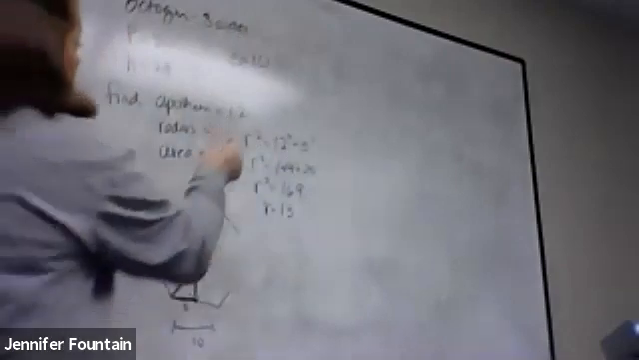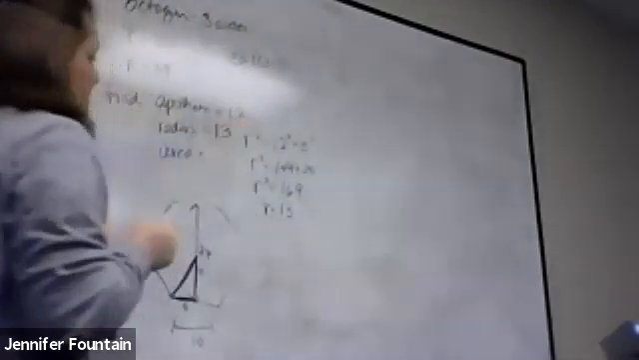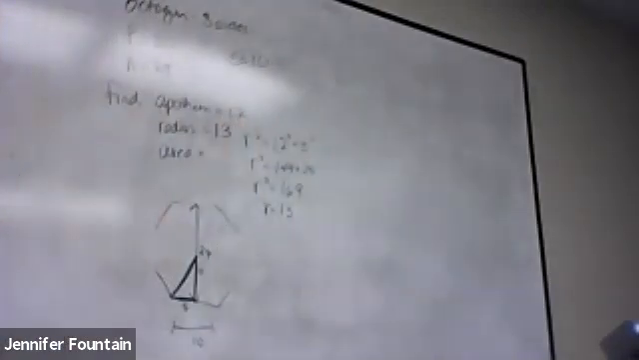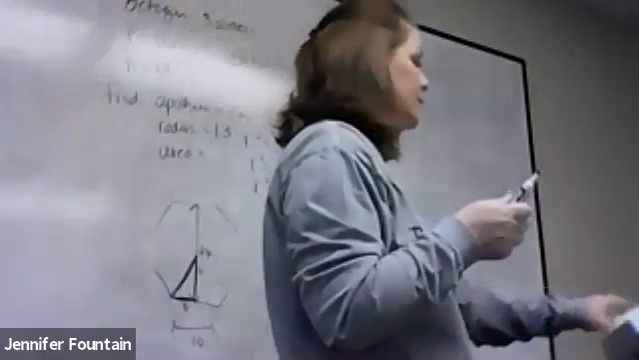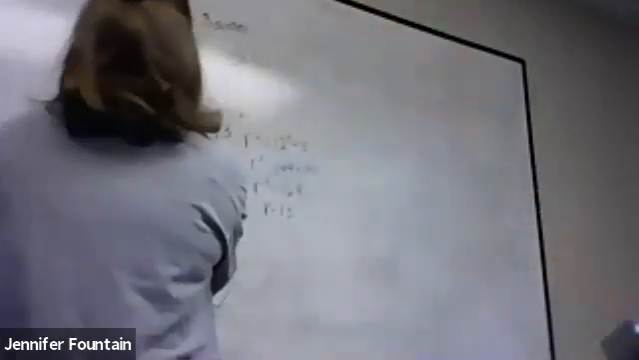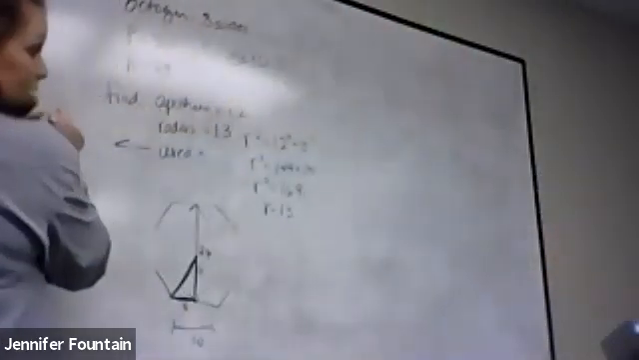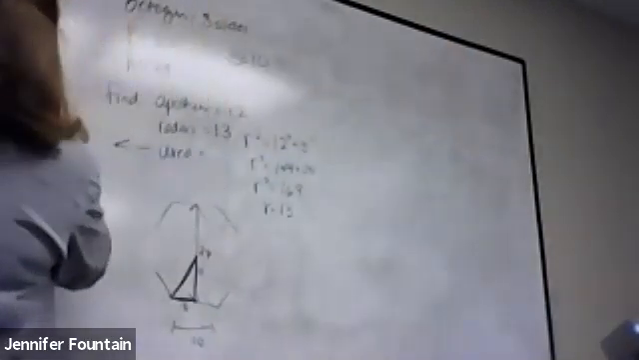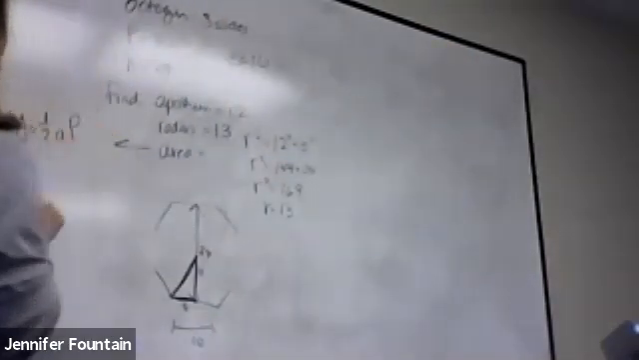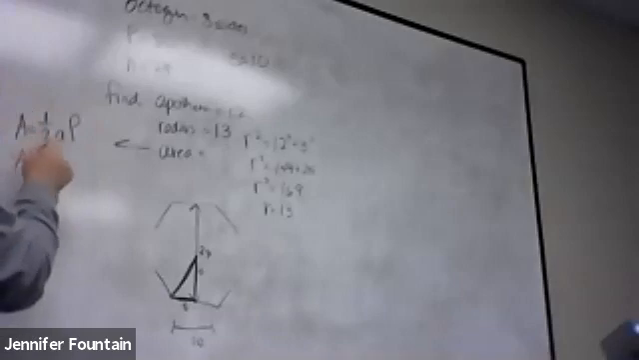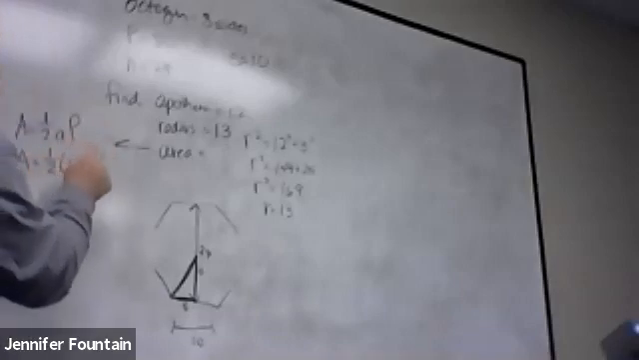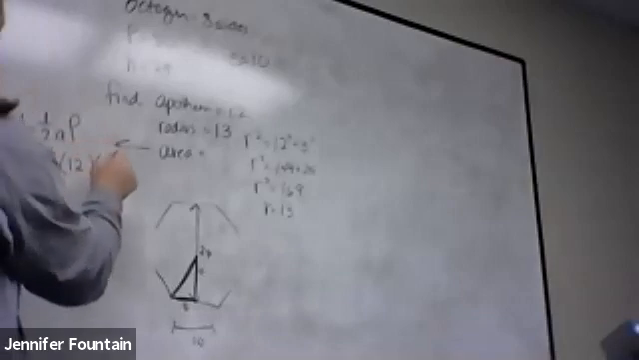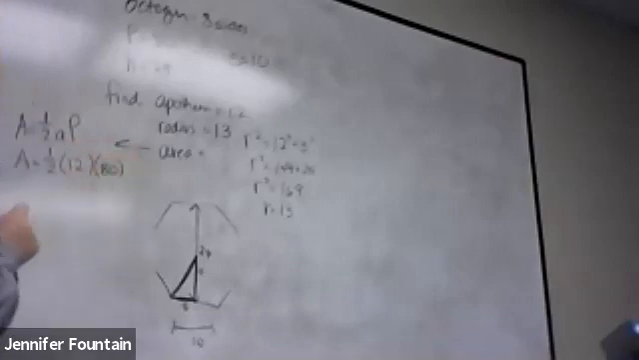Okay, so now we found that our radius is 13. Now we need to find the area. Remember our area formula: A is equal to 1/2 AP. So 1/2 my apothem. What do we say the apothem was? 12. Our perimeter was 80.